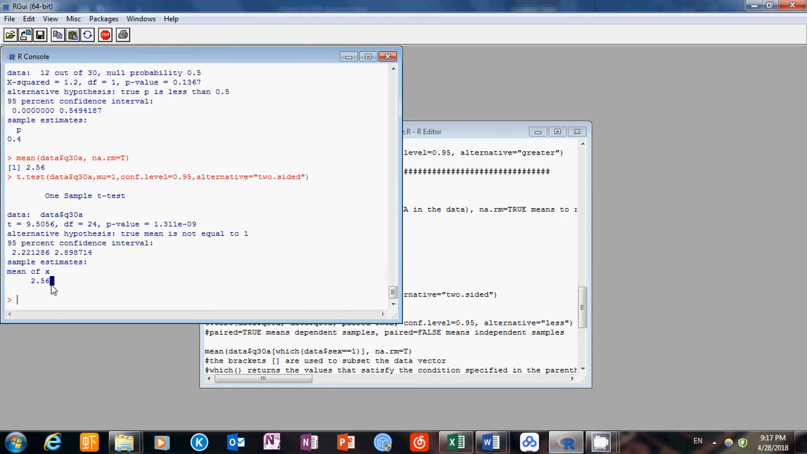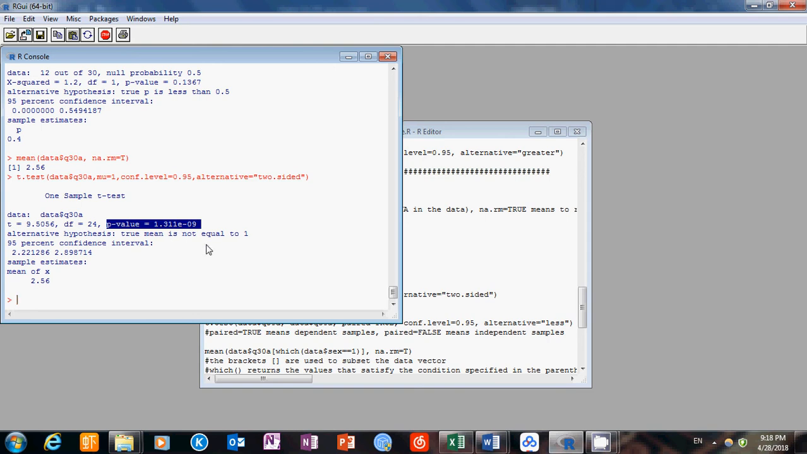And we get a very, very small p-value. So you can see the p-value equals 1.311e-9. So that's like there are 9 decimal places before the 1. So that's 0.000000001311, with 9 zeros before the 1311. So that's a very small probability.